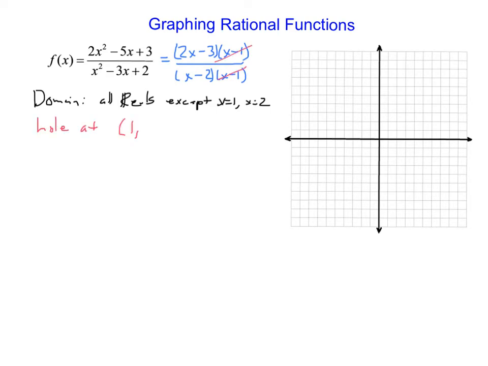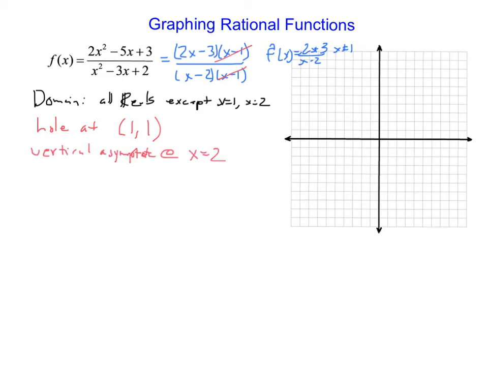And to figure out the elevation of that hole, you have to plug the 1 into the f hat form. So you plug in a 1 into that, you get 2 times 1, it's 2 minus 3, so negative 1 over 1 minus 2, and that's negative 1, so negative 1 over negative 1 is 1. There's a hole at 1, 1. Interesting. Now the other domain error, that's going to be our vertical asymptote, and that's at x equals 2.